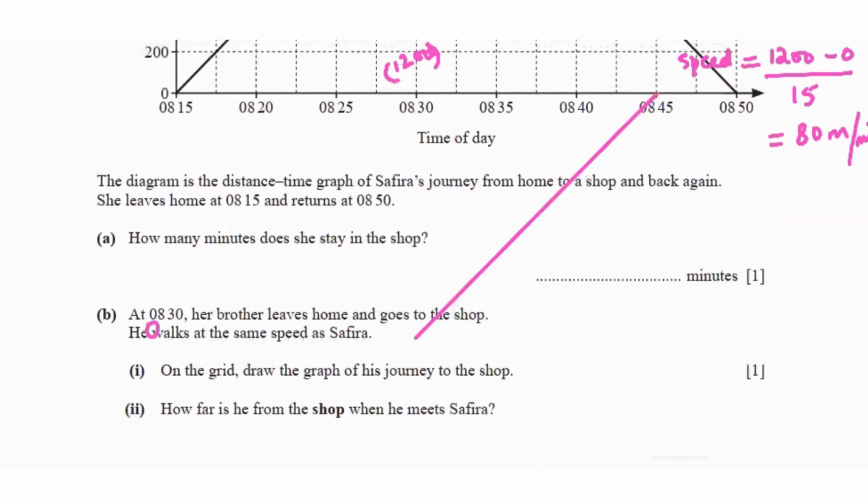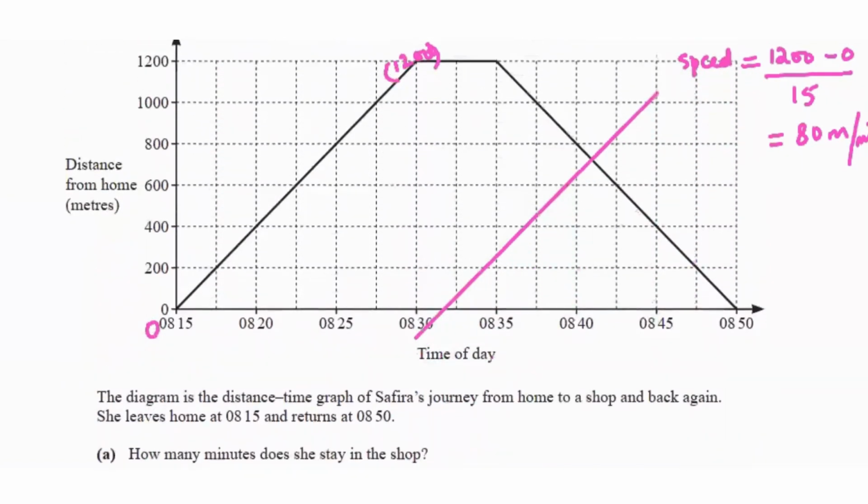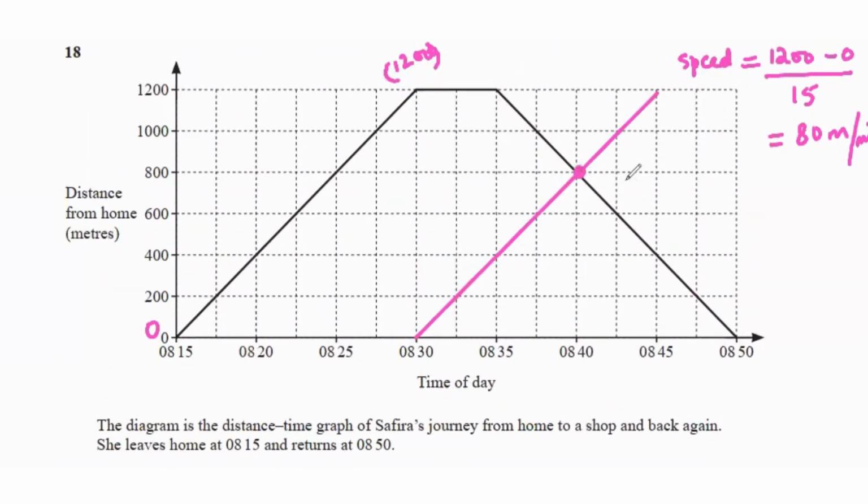Then it says, how far is he from the shop when he meets Safira? This is where they both meet, and this is where the shop is. So if we compare the distance, 1200 minus 800, that's going to be 400. So he's 400 meters away from the shop when he meets Safira, because this is where the shop is, and this is where Safira is. This is where Safira and him are meeting at the same point, because the graphs are intersecting at this point.